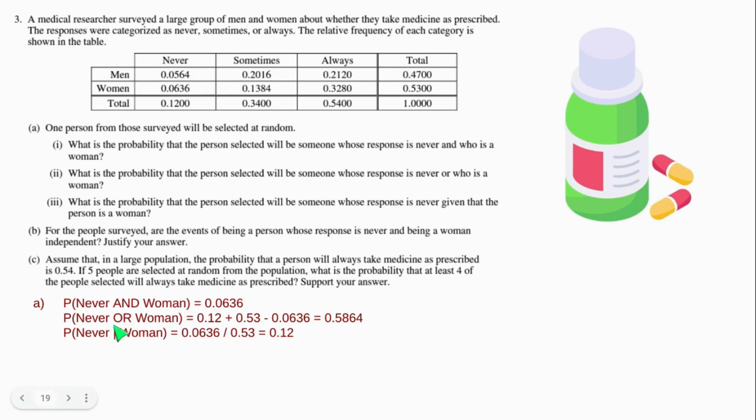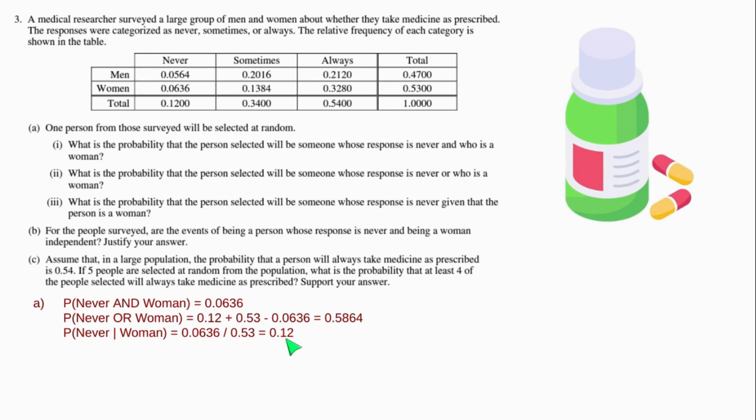Now, the probability of never given woman is going to be equal to the probability of never and woman, again from part Roman numeral little 1, divided by the probability of woman, which we have found right up here. Doing that division, we get 0.12, and that is going to play a role in just a moment.